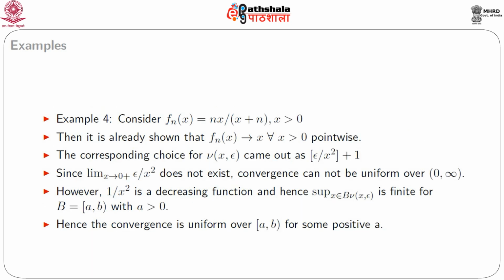So next, consider the sequence of functions nx/(x + n) for positive x. It is already seen that the sequence of functions converges to x pointwise for all x greater than 0, and the corresponding choice for ν_x(ε) comes out as the floor of x²/ε plus 1. In this case also, the limit of x²/ε as x tends to 0 from the right does not exist, and hence convergence cannot be uniform over the open interval (0, ∞).